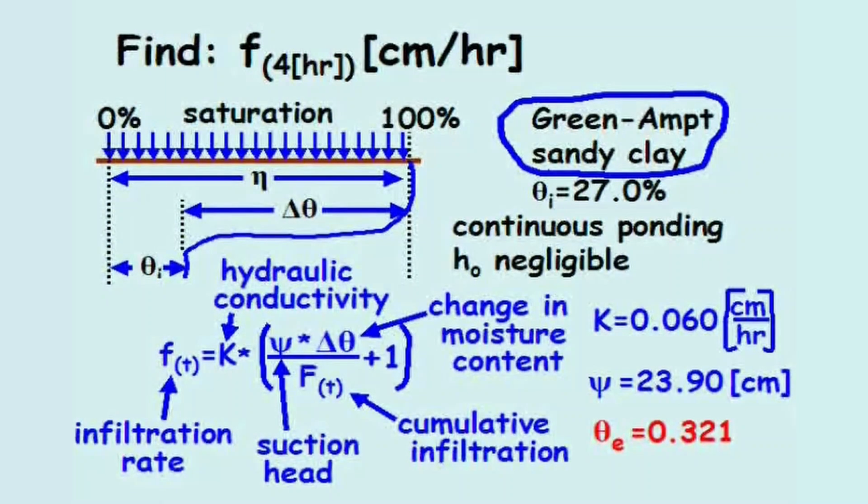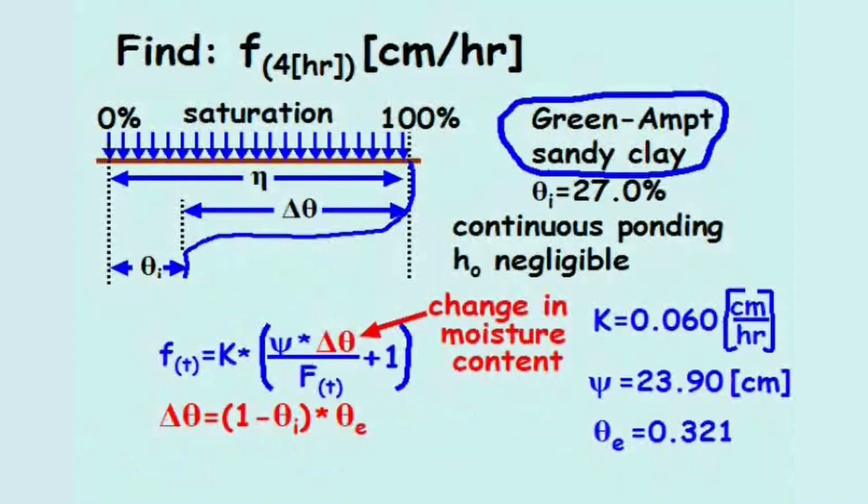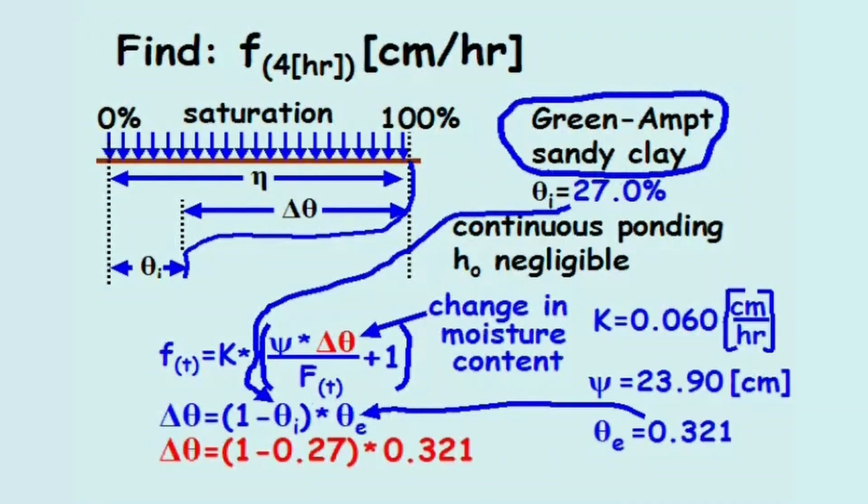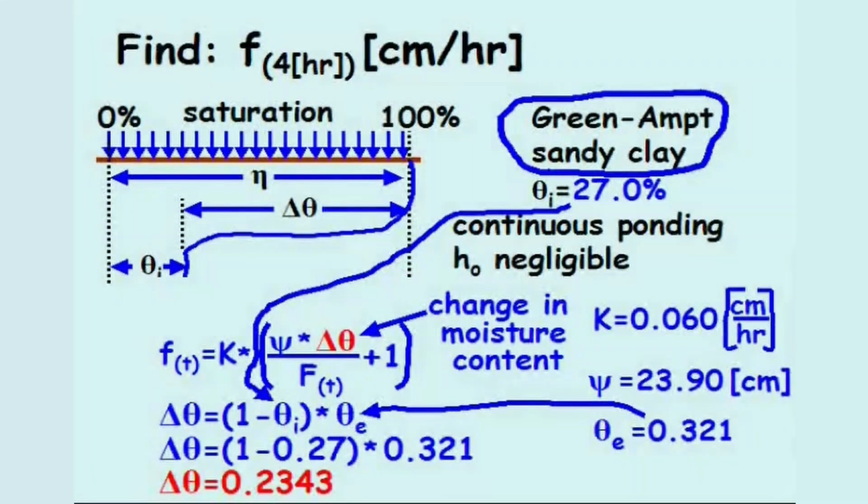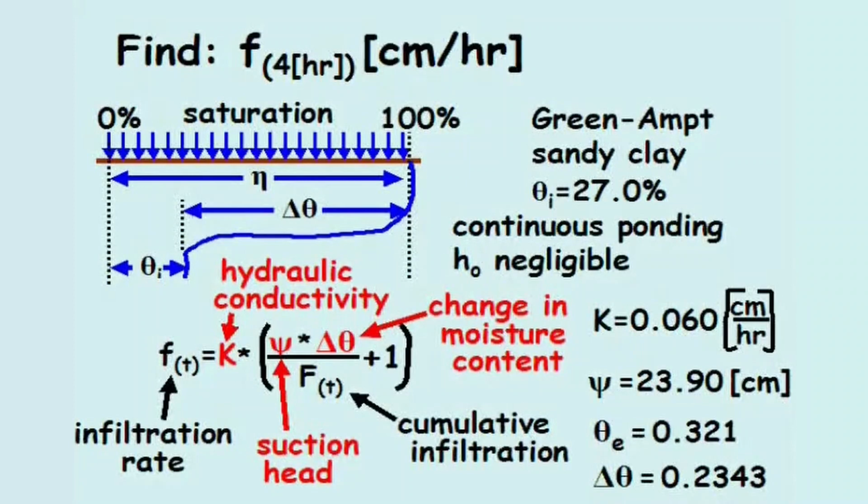The change in moisture content can be determined by multiplying 1 minus the initial saturation by the effective porosity. So 1 minus 0.27 times 0.321 equals a delta theta of 0.2343. So already we know the hydraulic conductivity, suction head, and change in moisture content. The last unknown variable is the cumulative infiltration, capital F sub t.